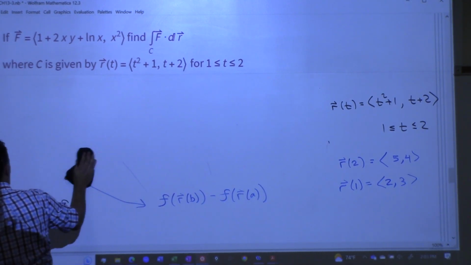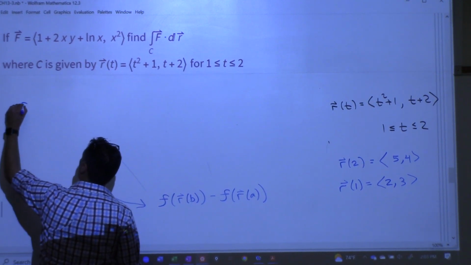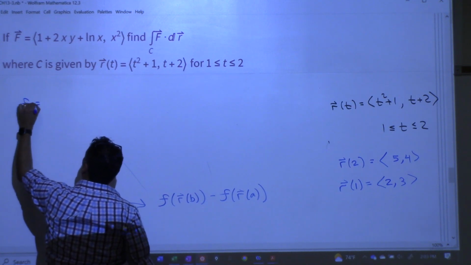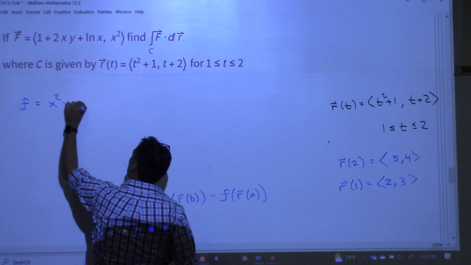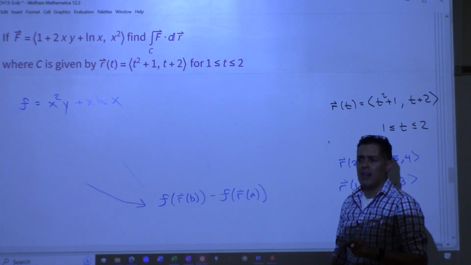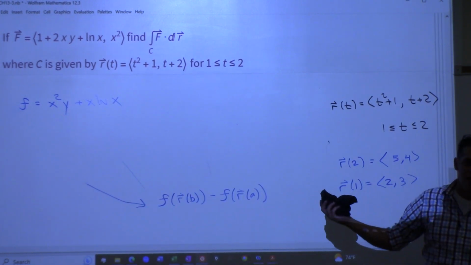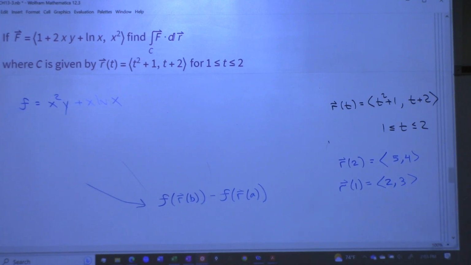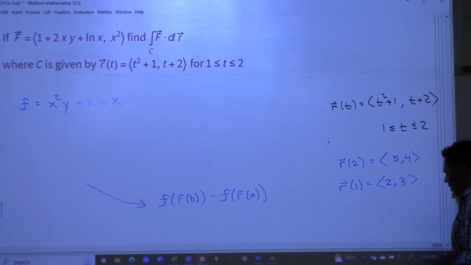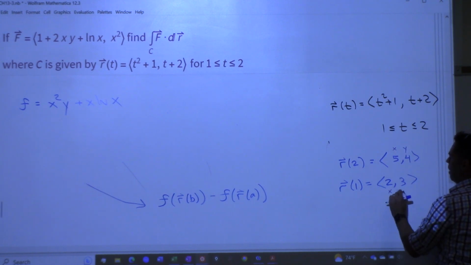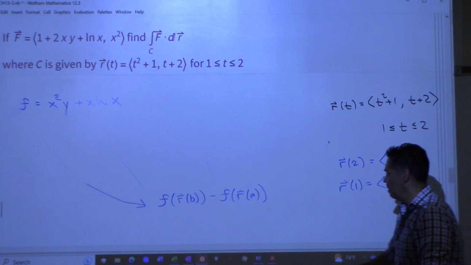All right, we need to know what f is. We did that just a minute ago. f was x squared y plus x ln x plus c, right? And I can use any constant I want. So I'm going to use 0 because it's just easiest to work with, right? So there's my scalar function. So what I need to do now is plug in. We're going to go into that function. We're going to plug in this for x, that for y, and then we're going to do this for x, that for y, and subtract the answers.